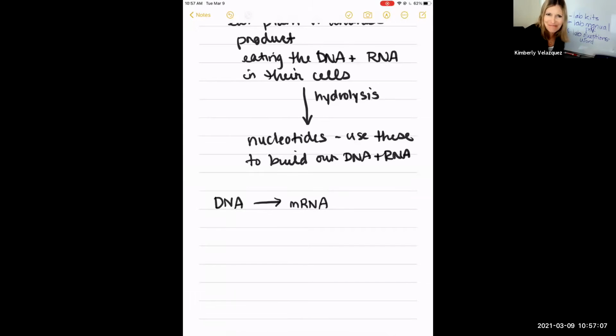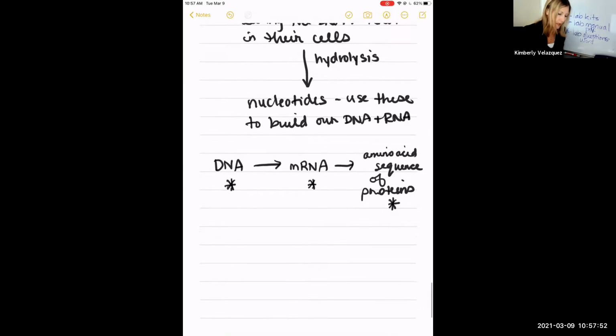Okay, DNA codes for messenger RNA, and that codes for the amino acid sequence of proteins. I know we have 3 minutes left, and I want to show you something really important, because this is what we're working toward. If you have the wrong code on the DNA, that's going to give you the wrong code on the messenger RNA, and that's going to give you the wrong amino acid sequence on the protein, and that protein is not going to function correctly. Because remember, that protein has a specific amino acid sequence, and that's what causes the shape of the protein.